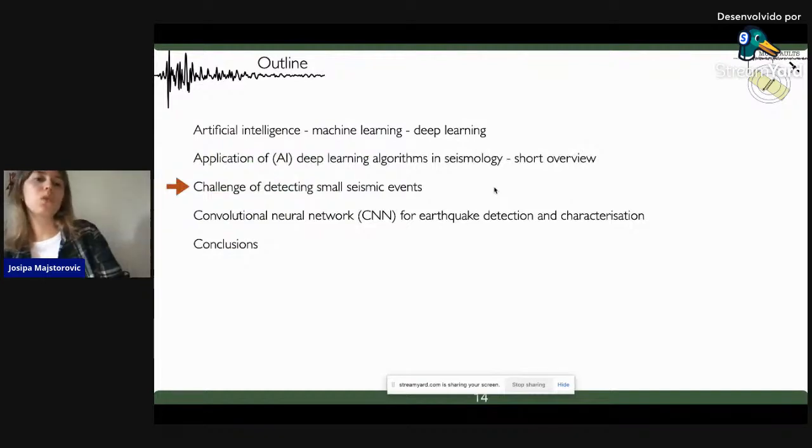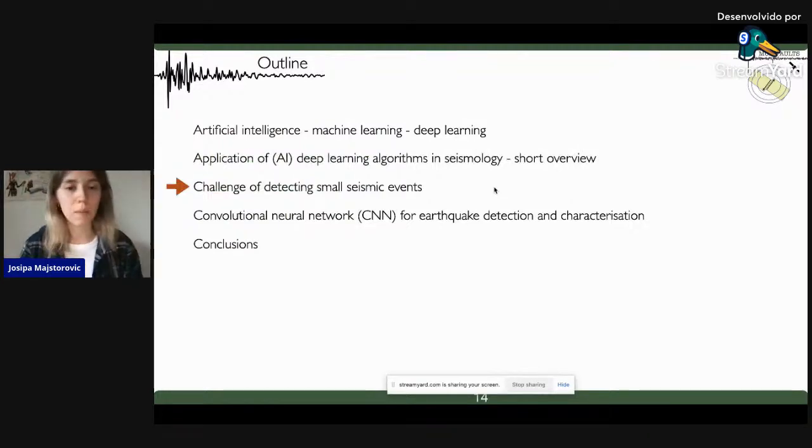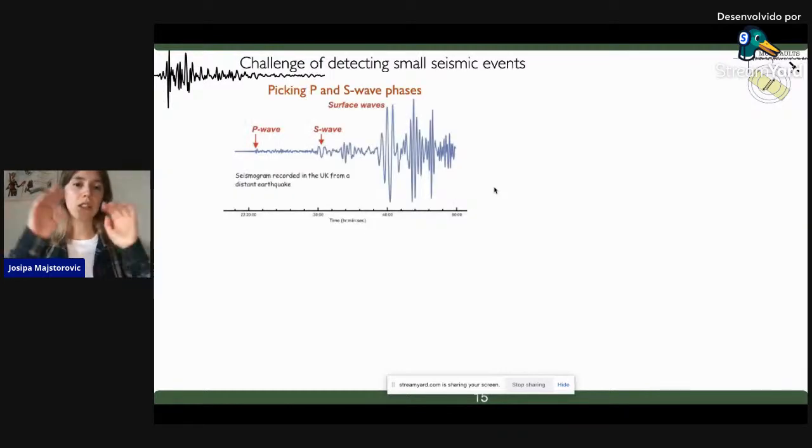Next, I would like to switch to this specific problem that I have been working on personally, and this is detecting earthquakes or small seismic events. So let's go from the beginning. When an earthquake happens and it is recorded on stations, in a classical seismological approach, there are automatic algorithms which scan the data, and based on amplitude and frequency content, give you an alert.